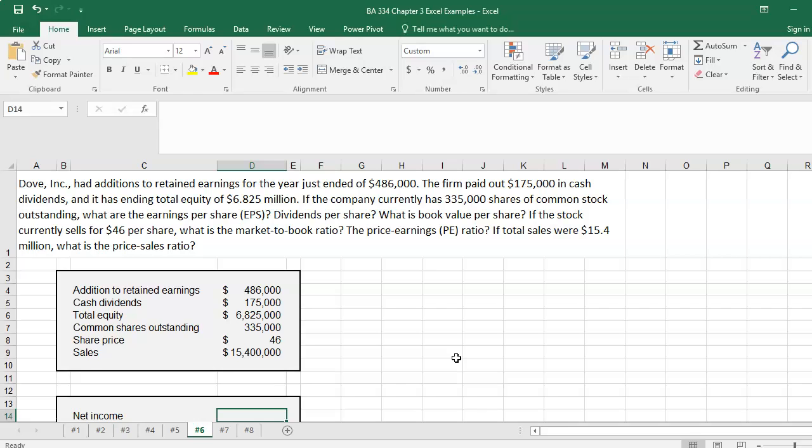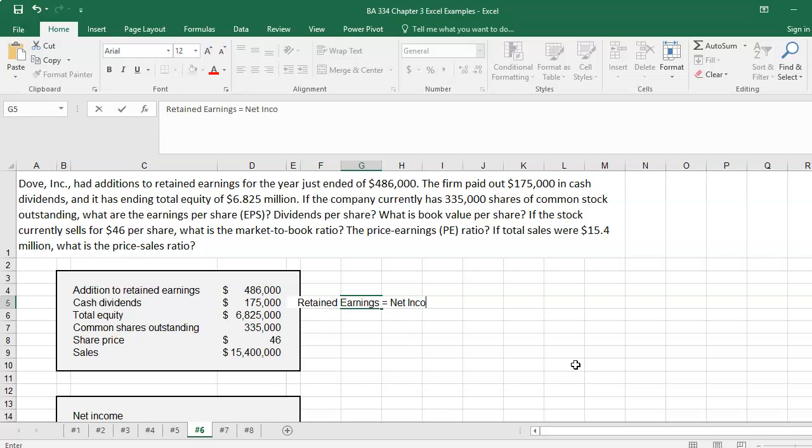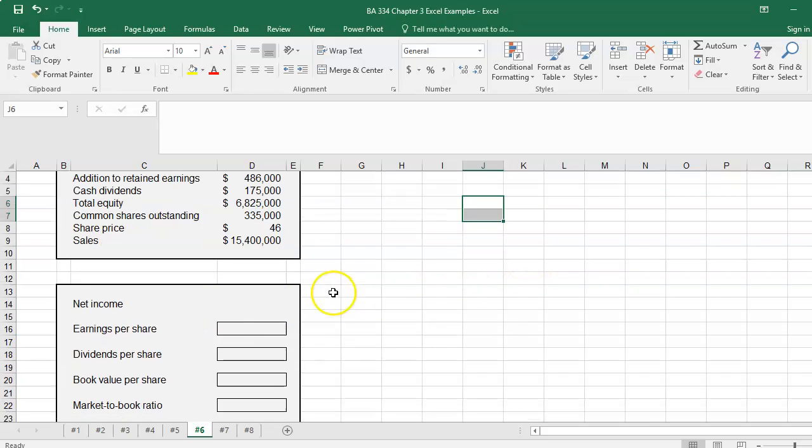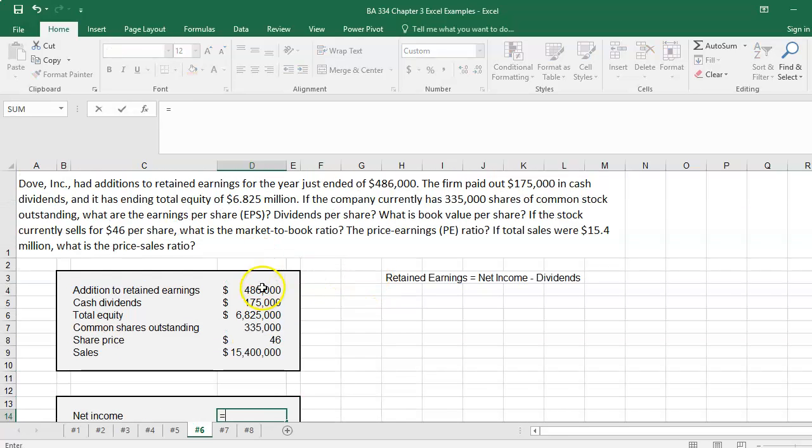So the net income is, we know that the addition to retained earnings equals net income minus dividends. So retained earnings equals net income minus dividends. So if we need the net income and what we have is the addition to retained earnings and cash dividends, we can add these two amounts together to get our net income. So retained earnings plus dividends.